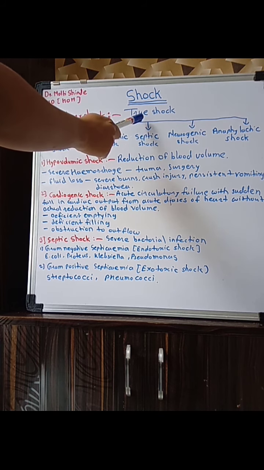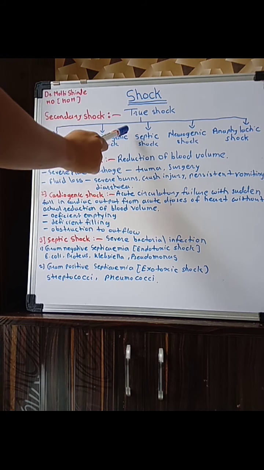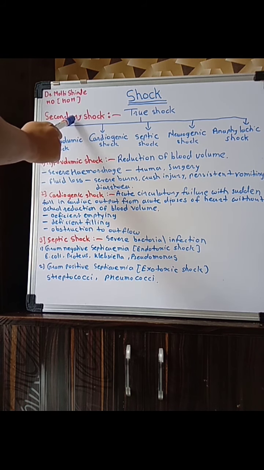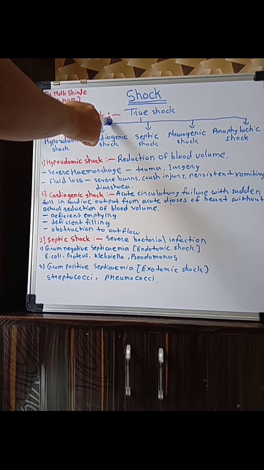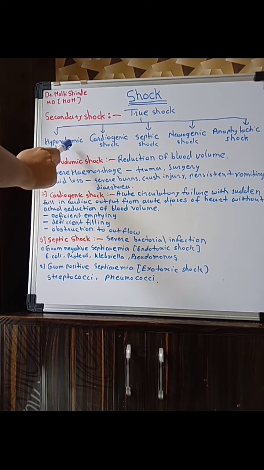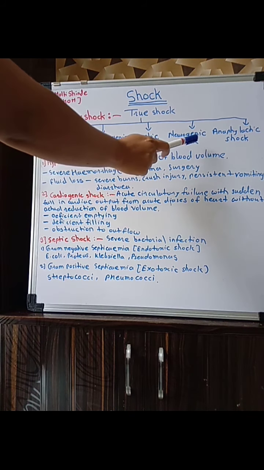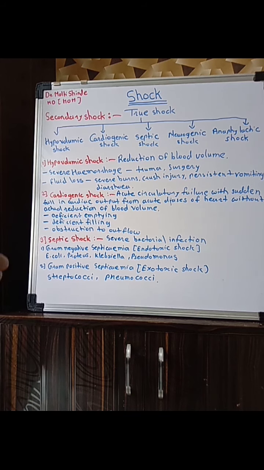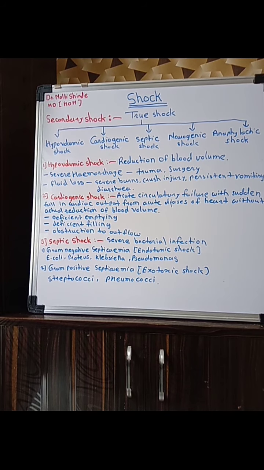This is the true shock, where the actual pathogenesis of shock occurs in the secondary shock, that is, hemodynamic changes occur and lead to the secondary shock. So these are the different types according to their etiological factors: hypovolemic, cardiogenic, septic, neurogenic and anaphylactic. So these are the types of shock. After this we are going to study the pathogenesis of shock.